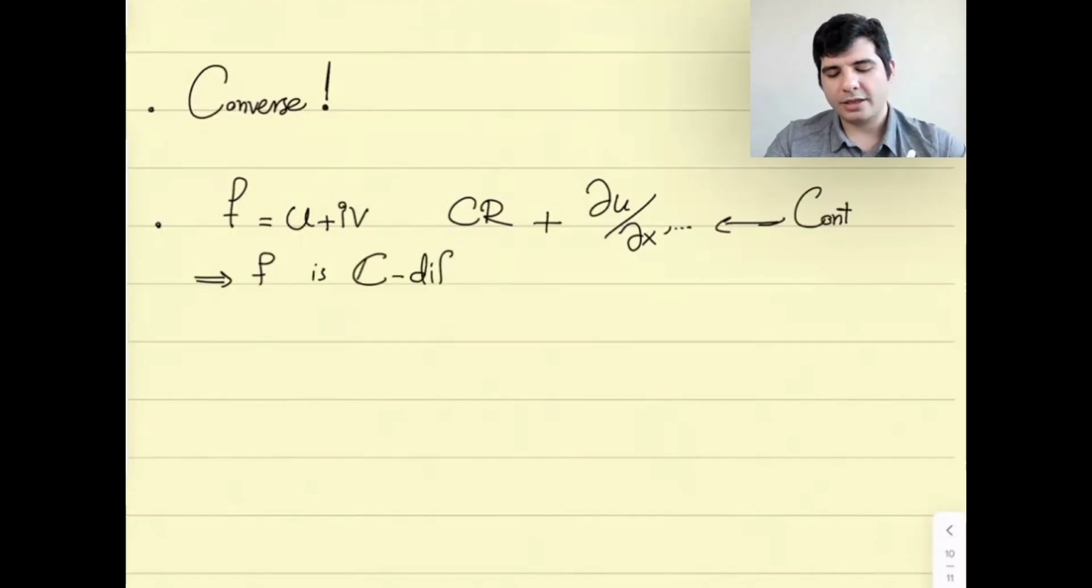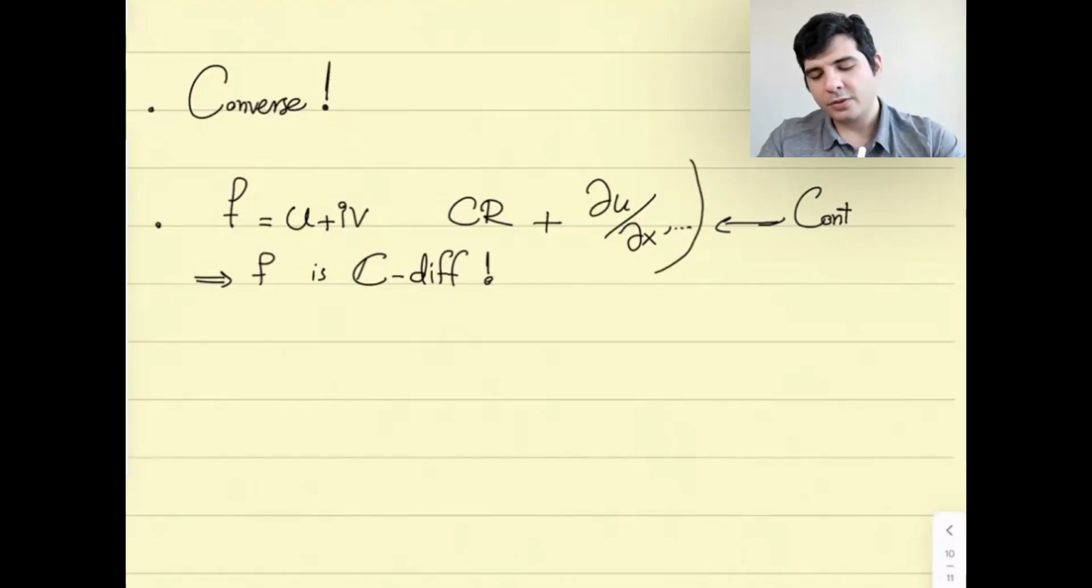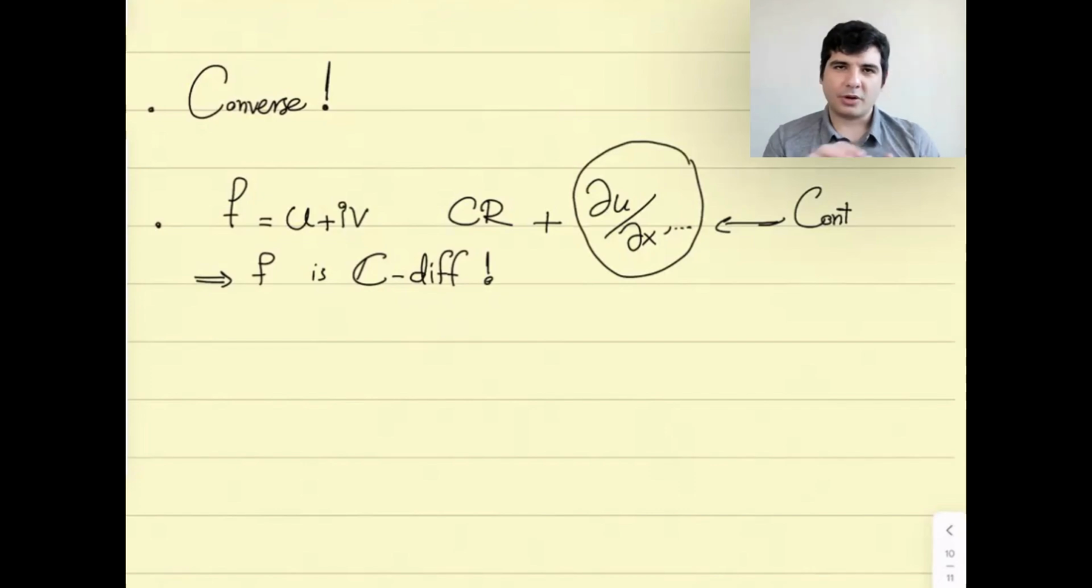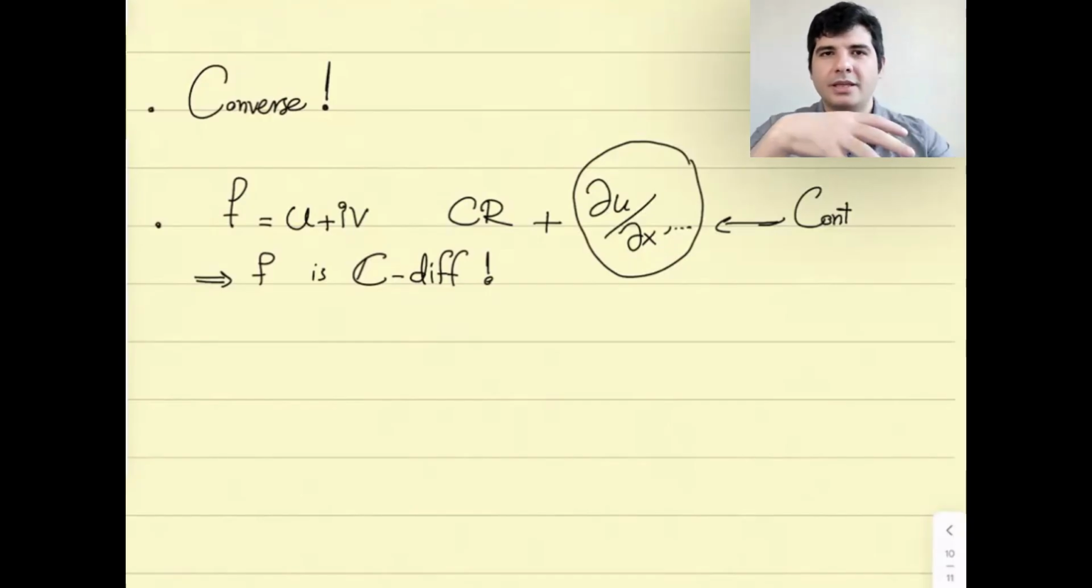This is what I'm going to leave to you. This is not very challenging, but it's a very good exercise. And it's important to know that if you don't have this extra assumption that partial derivatives are continuous, in fact, you can cook up counterexamples. There are examples where u and v satisfy the Cauchy-Riemann equations, but u plus iv is not complex differentiable. And it has to do with the fact that partial derivatives of u and v are not continuous. So it is important to have this assumption.